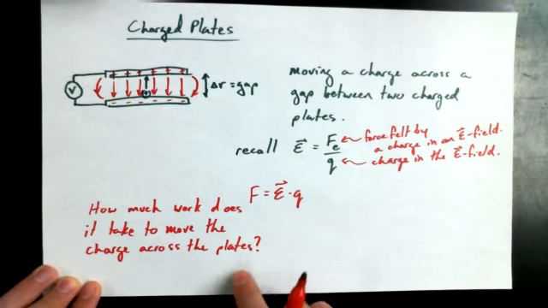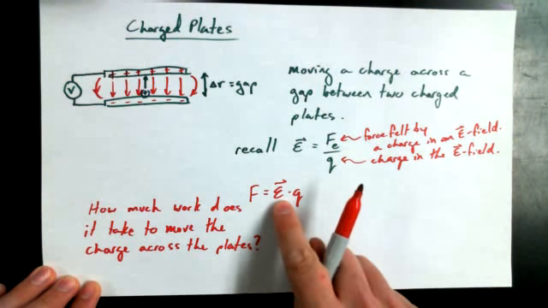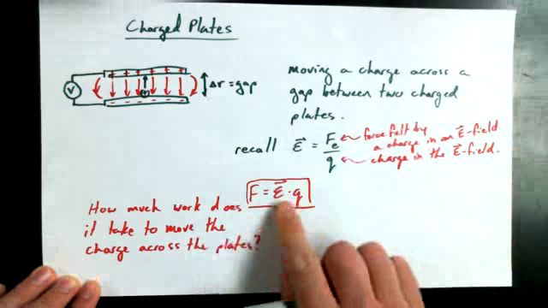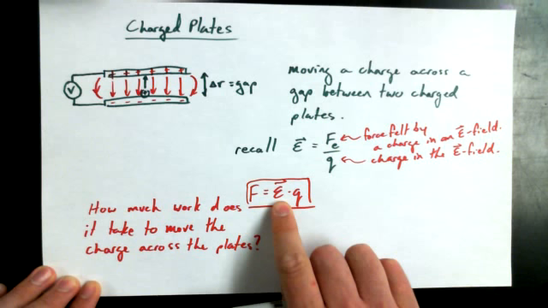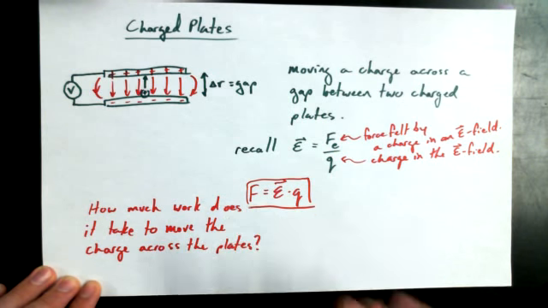Okay, how much work does it take to move the charge from one side of the plate to the other side of the plate? Well, this is our if-then argument: if the electric field doesn't vary from one side of the plate to the other, then the force can't vary. Or the force that you're encountering can't vary. So that means that the force is uniform. The force that you're encountering due to the electric field is uniform as you try to push it from one side of the plate to the other side of the plate.